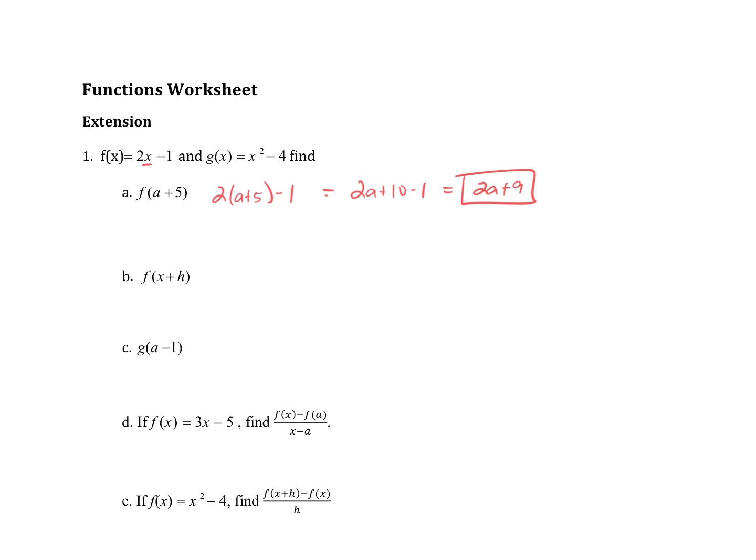For letter C, remember, we have to FOIL that first. That's a squared minus 2a plus 1. Again, the reason why I have you memorize that is how much it comes up. And that is a squared minus 2a minus 3. All right?